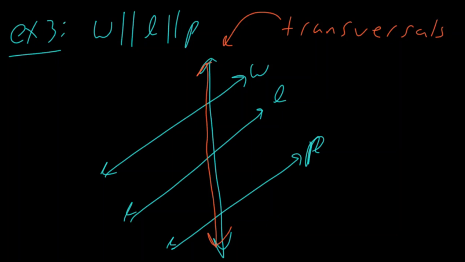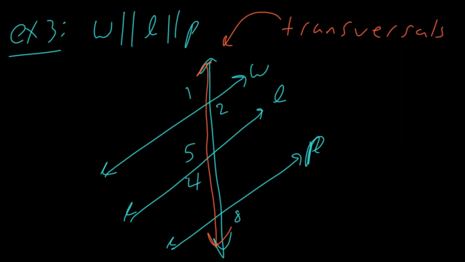Okay, now let's go ahead and label some things. Let's call this angle 1. Let's call this one angle 2. How about we do this one right here? Let's call this one angle 4. And let's call this one angle 5. And let's call this one angle 8.